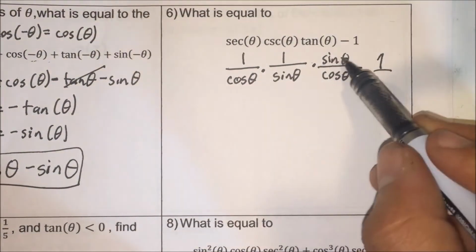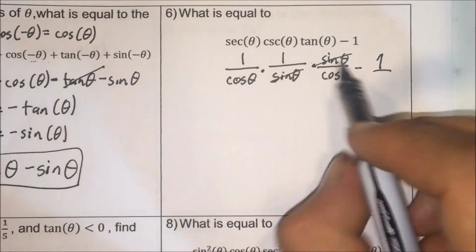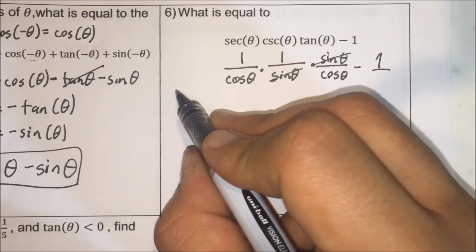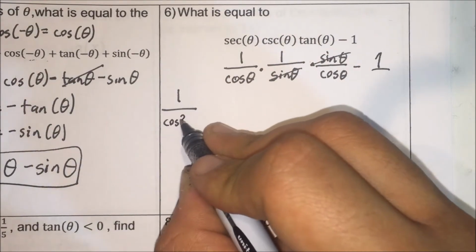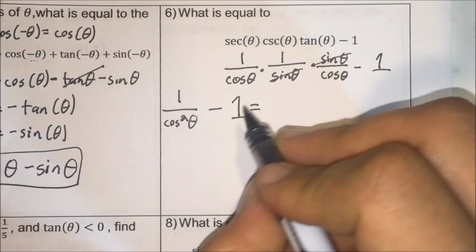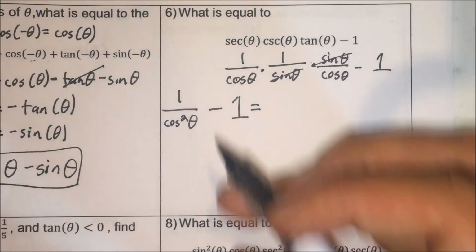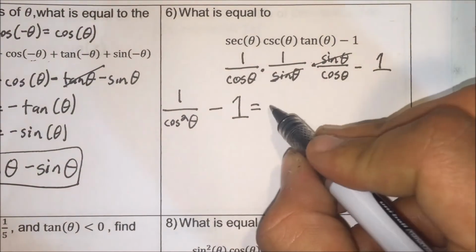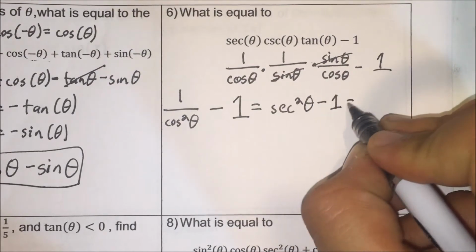We notice there's a sine in the numerator and denominator, so we're just going to end up with a 1 in the top. But over here, cosine times cosine is going to be cosine squared, minus 1. Now, 1 over cosine squared. Remember, 1 over cosine, like we said up here, is secant. So that's going to turn into secant squared minus 1.